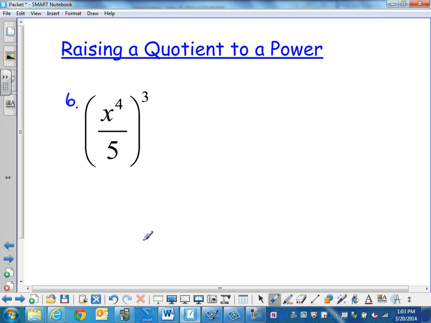So here we have number 6. Let's go ahead and try this one. So I can rewrite this as x to the 12th over 5 to the 3rd, which is x to the 12th over 125.